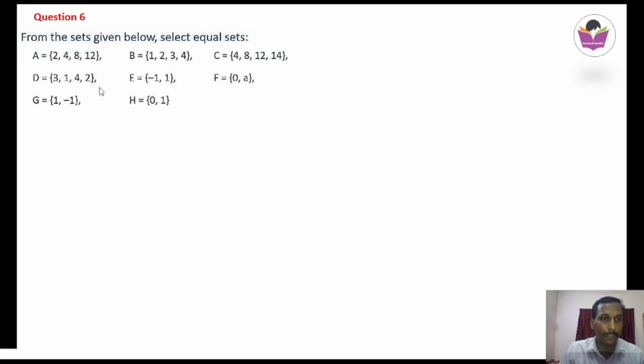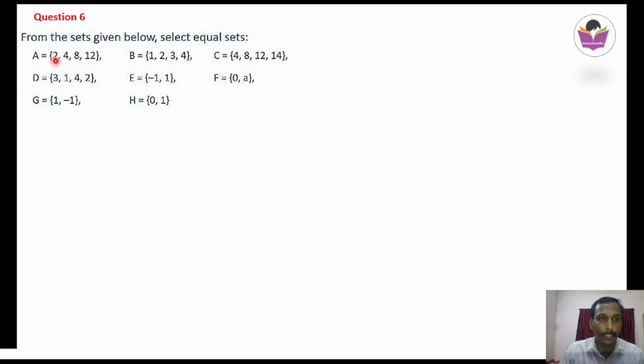Next, we shall discuss question number 6. That is, from the sets given below, select equal sets. There are a few sets given to us, like A, B, C, D, up to H, and from here we have to find out equal sets. Which sets are equal? We know that equal sets means they should have exactly the same elements. So here there are 4 elements, here there are 4 elements, here also 4 elements. You can check these 4 elements, whether anything is equal or not.